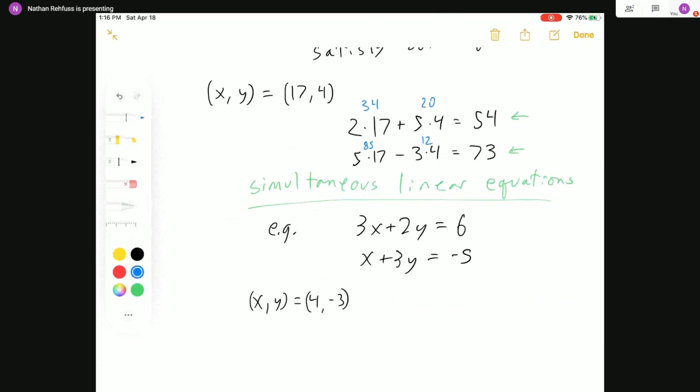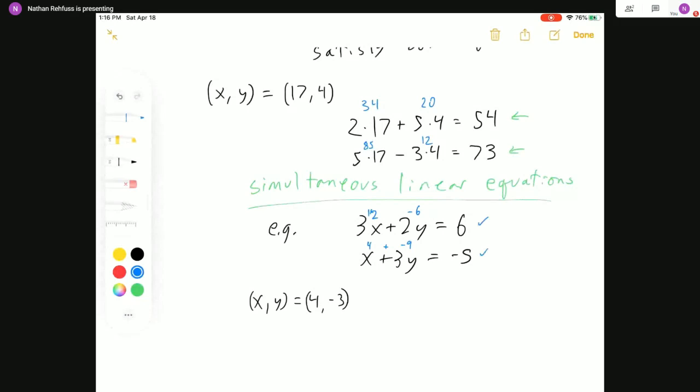3 times 4 is 12. 2 times -3 is -6. 12 minus 6 is 6. 4 plus 3 times -3 is -9, which really is -5. So this solution works in both equations.